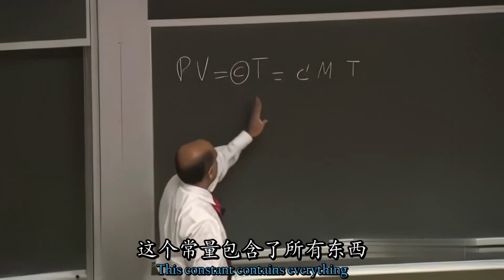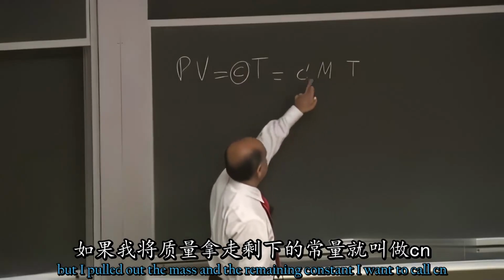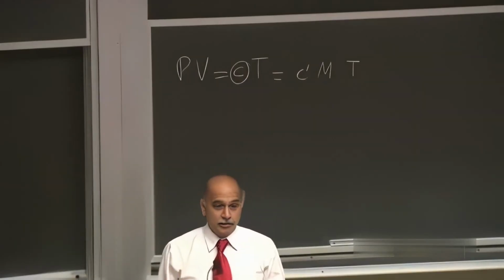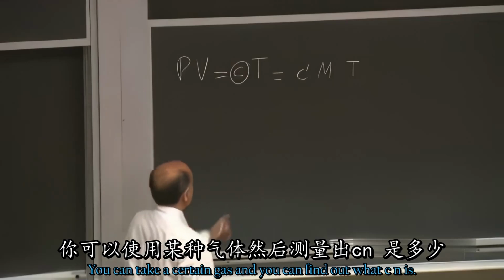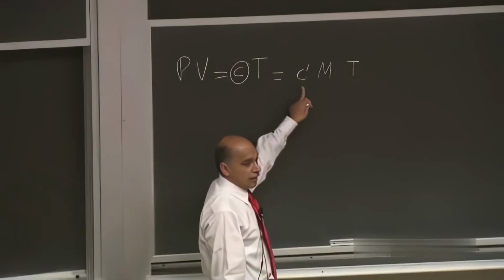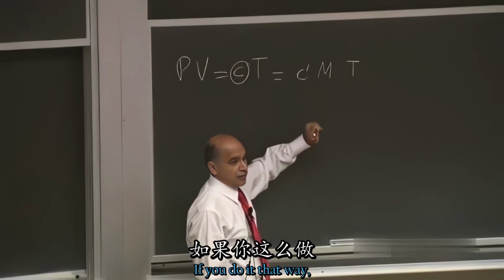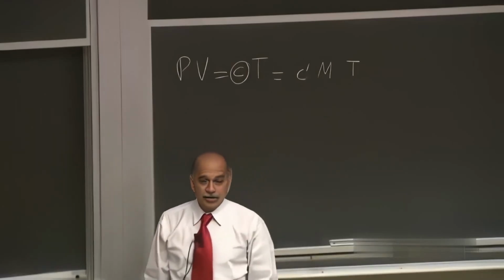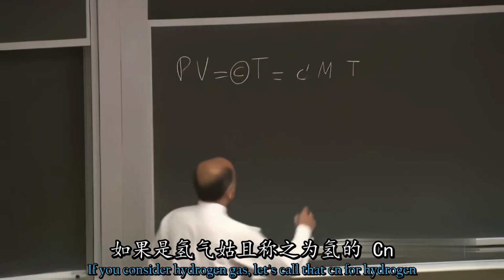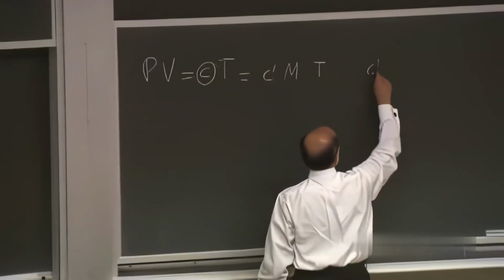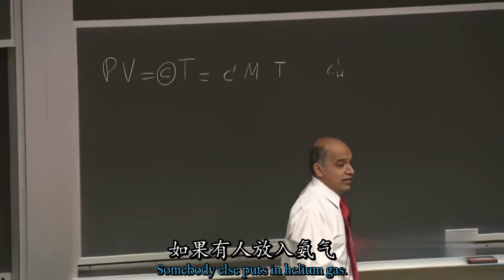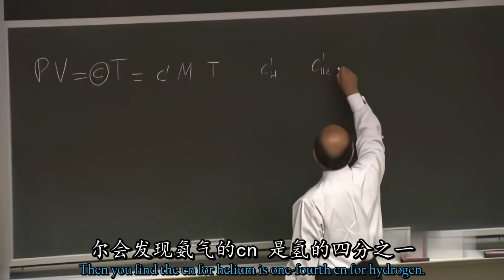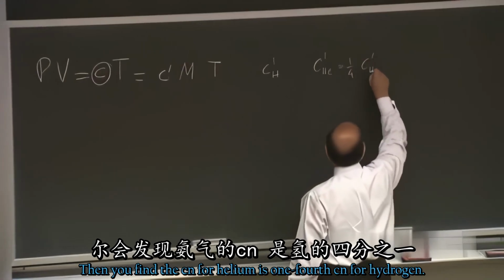This constant contained everything, but I pulled out the mass, and the remaining constant I want to call C prime. This is actually correct. You can take a certain gas and you can find out what C prime is. But here is what people found. If you do it that way, the constant C prime depends on the gas you are considering. If you consider hydrogen gas, let's call that C prime for hydrogen. Somebody else puts in helium gas. Then you find that C prime for helium is 1/4 C prime for hydrogen.